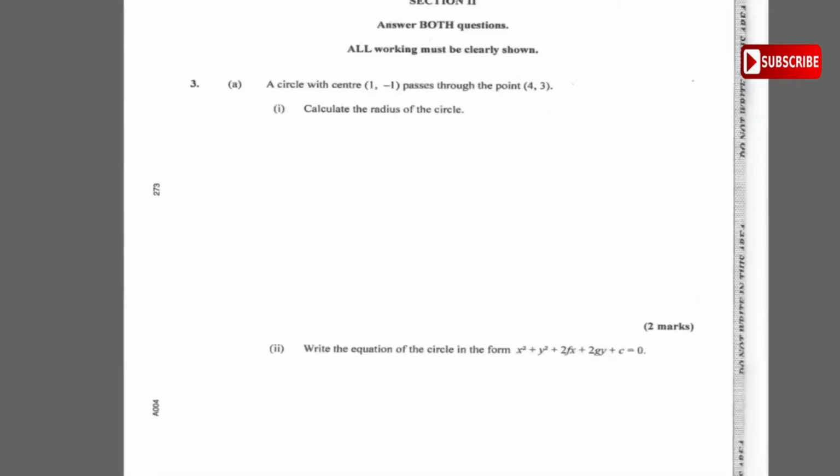Question number 3. Question number 3 says, a circle with center (1, -1) passes through the point (4, 3). And it says, determine the radius of the circle.